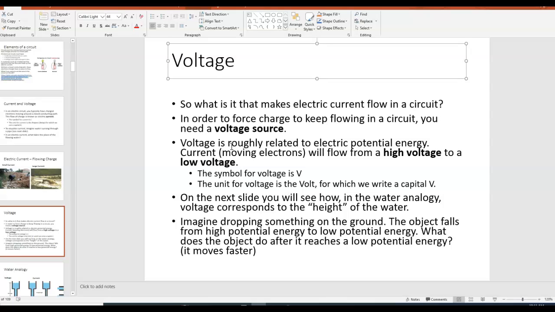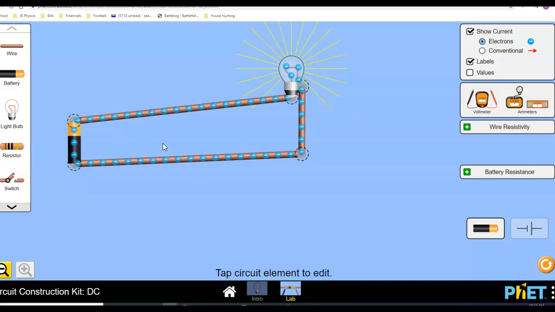Now, voltage, we're not going to get into what voltage is exactly because it's kind of a complicated thing to understand. But voltage is roughly related to electrical potential energy. Just like if you drop a ball and the ball falls down towards the ground, these electrons are basically trying to move from a higher energy to a lower energy level. Because of that, they're moving around the circuit trying to get to a lower energy level.